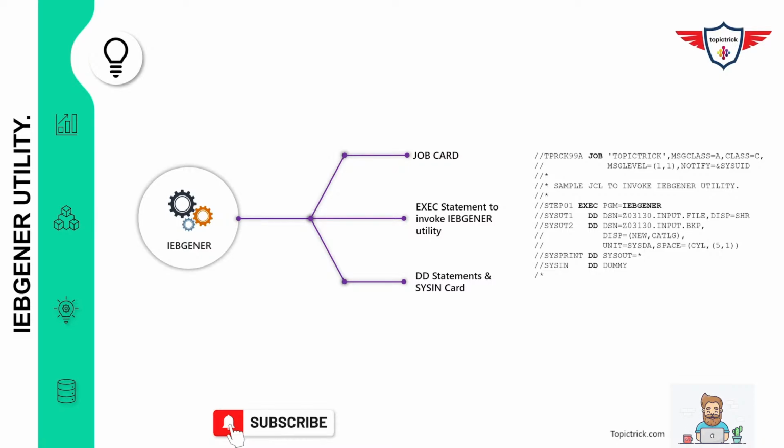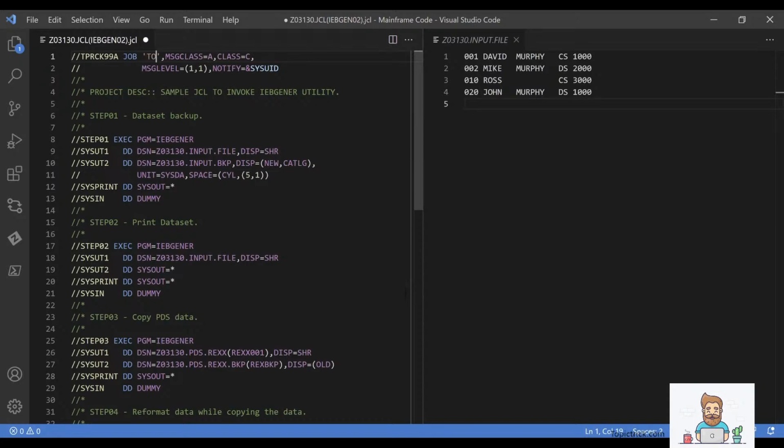Before I show the live demonstration of how you can use the IEBGENER utility to perform various operations, let me ask an interview question. What is the basic difference between the IEBGENER utility and the IEBCOPY utility? If you know the answer, then write it down in the comment section. Otherwise, I'll give you the correct answer in the last section of this presentation.